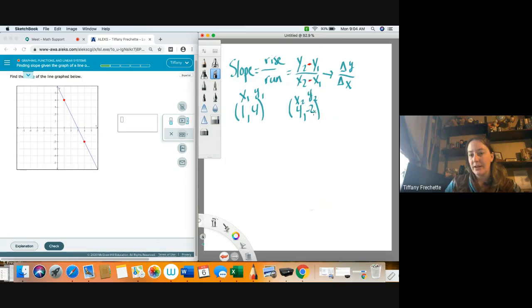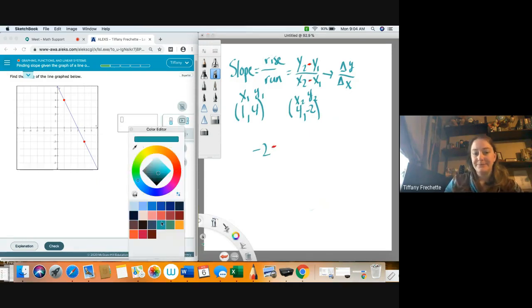So we have y2. We're going to go down. Right below it, we have -2. I'm going to put this minus sign in red here so you remember it. And then we have y1, so that is 4. So we have -2 minus 4 over, now we're going to go to x2. So we come here and we have 4 minus, I was going to say -1, but it's just 1.